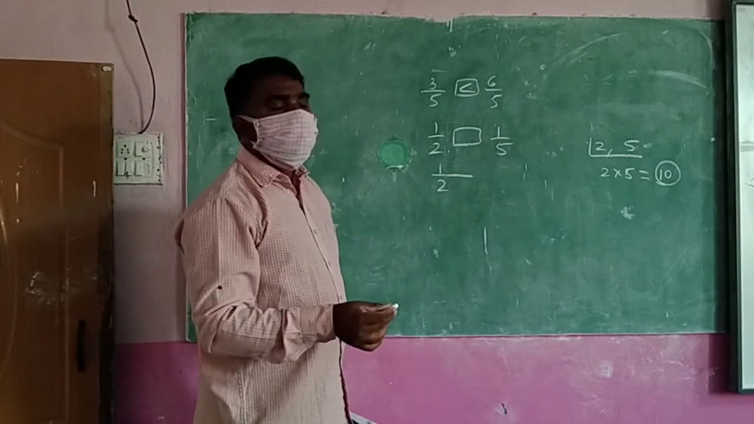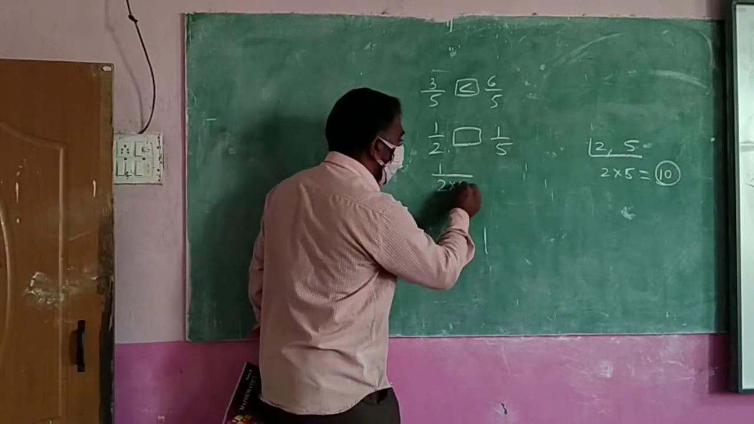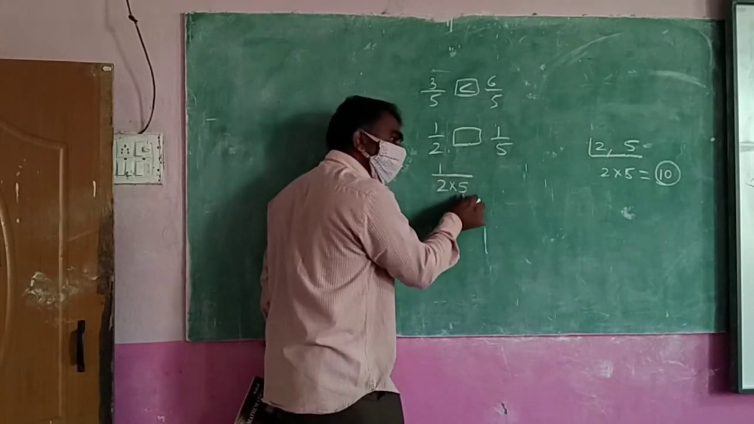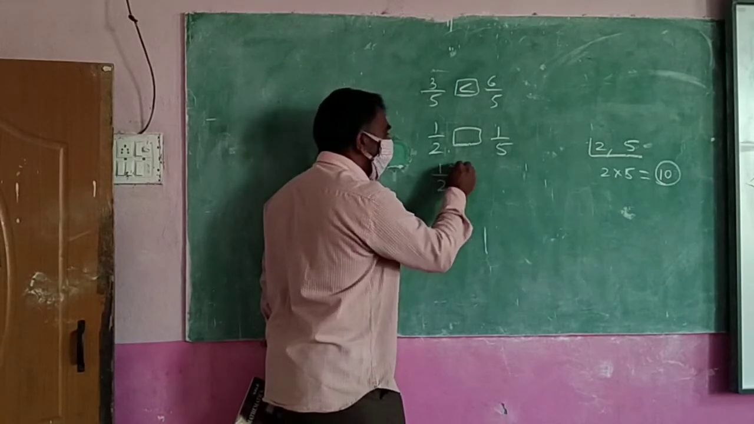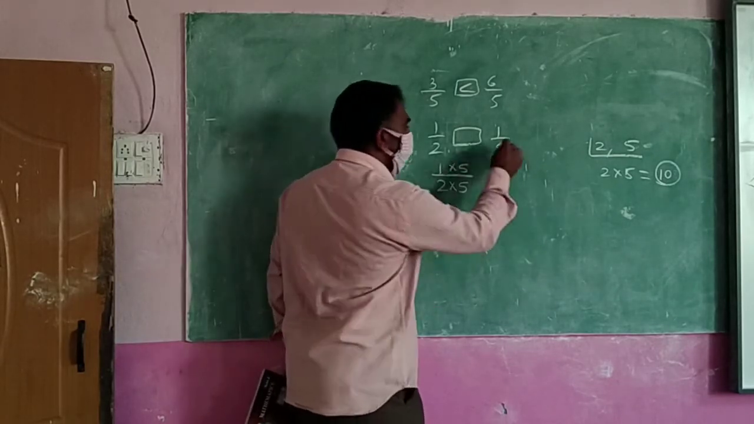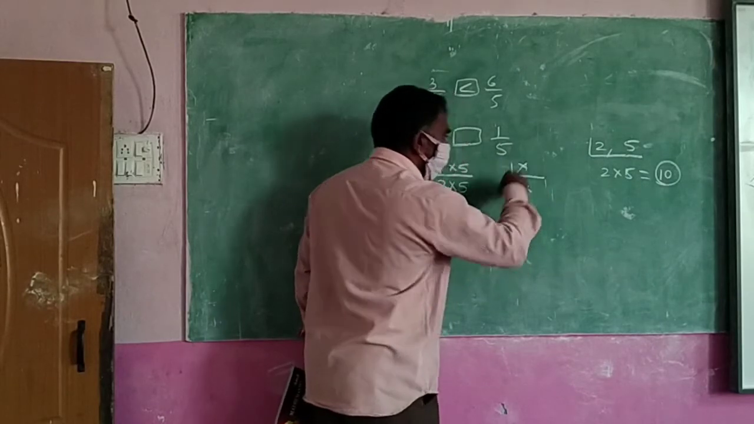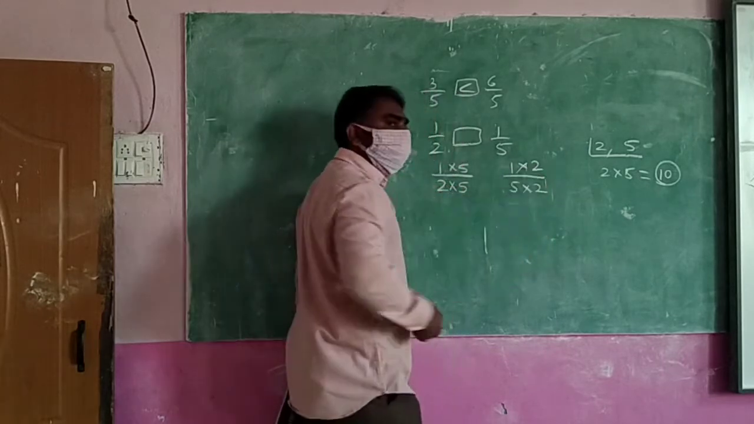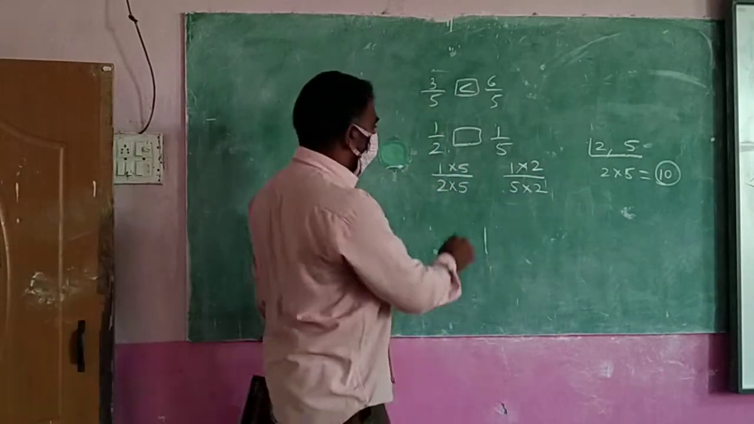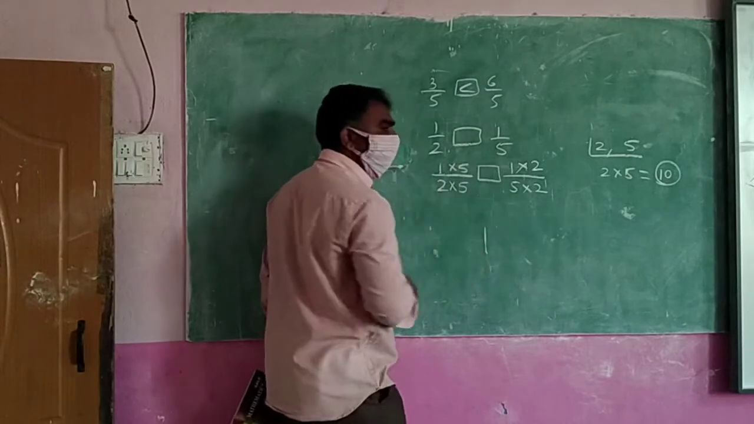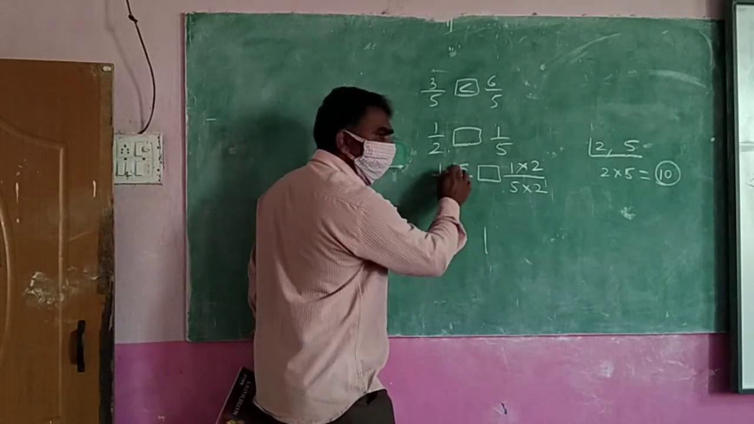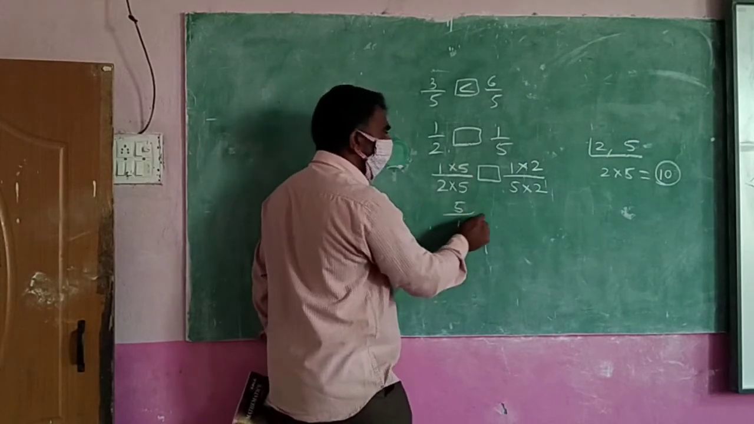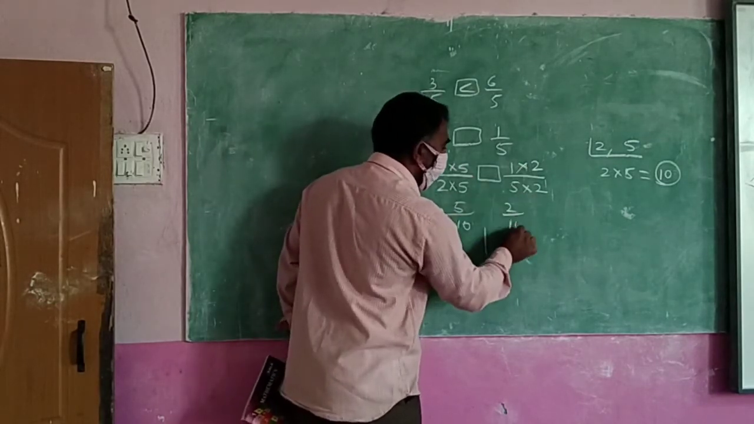2 fives are 10, so you write 5 here. The same thing goes on top also: what you multiply below, you multiply above, so 1 times 5. Now take one more fraction. 5 should become 10 size, which means multiply by 2 below and also 1 times 2 above. The symbol blank you keep as it is. Now write it: 1 fives are 5, 2 fives are 10. 1 two is 2, 5 twos are 10.